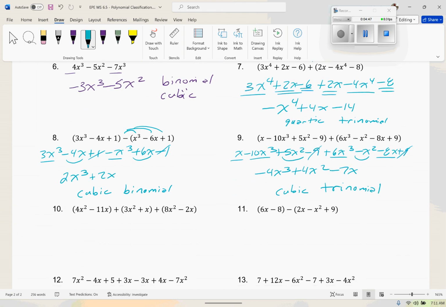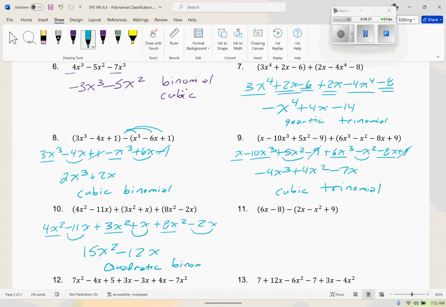Number 10, we can go ahead and drop the first set of parentheses. Don't change any of the signs. There's nothing out front. The second set of parentheses, we can drop those as well. The third set of parentheses, I can drop those as well. I don't have to change any of the signs. Now we're going to combine all like terms. So I have x squared and x squared. So 4 plus 3 is 7, plus 8 is 15x squared, minus 11x plus 1x, that's minus 10x, minus 2x is minus 12x. And that's all there is. So it's second degree, so that is quadratic. And there's two terms, so it's a binomial.